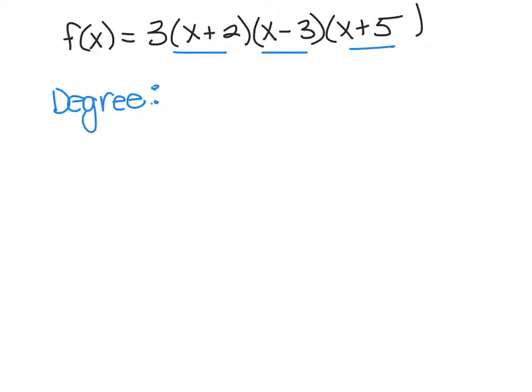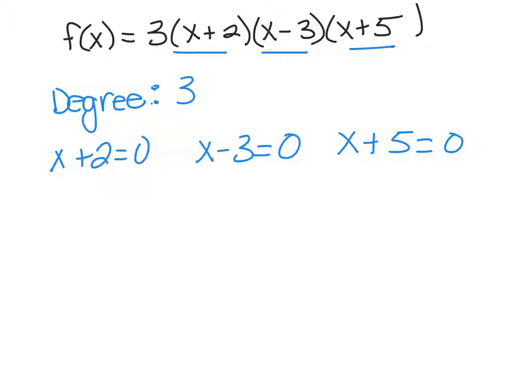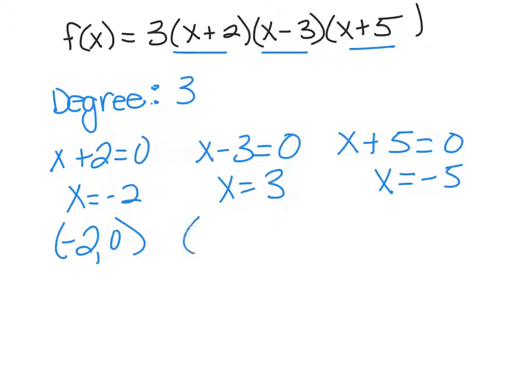All right, so I'm going to set x plus 2 equal to 0, x minus 3 equal to 0, and x plus 5 equal to 0. When I solve, I get x equals negative 2, x equals 3, and x equals negative 5. So if I write my x-intercepts, they would be negative 2, 0, 3, 0, and negative 5, 0.